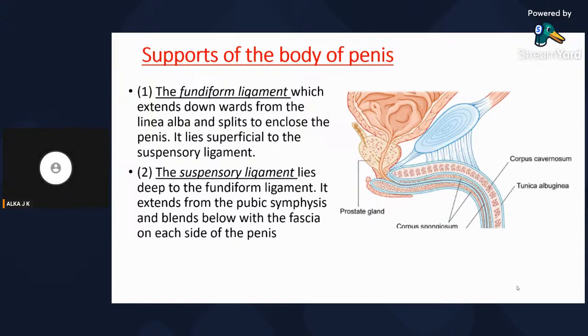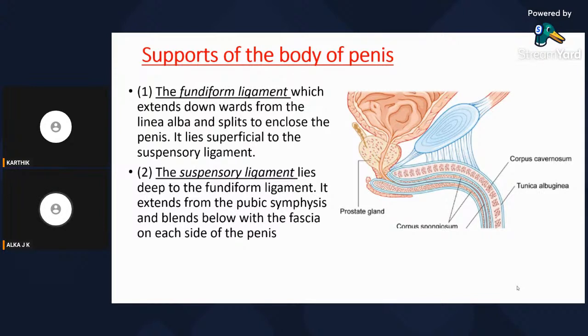So this penis free portion is there, and every free portion needs supports. So here two supports are there: one is the fundiform ligament, another is the suspensory ligament. You should remember that this question may be asked in MCQs. What are the supports of the penis?